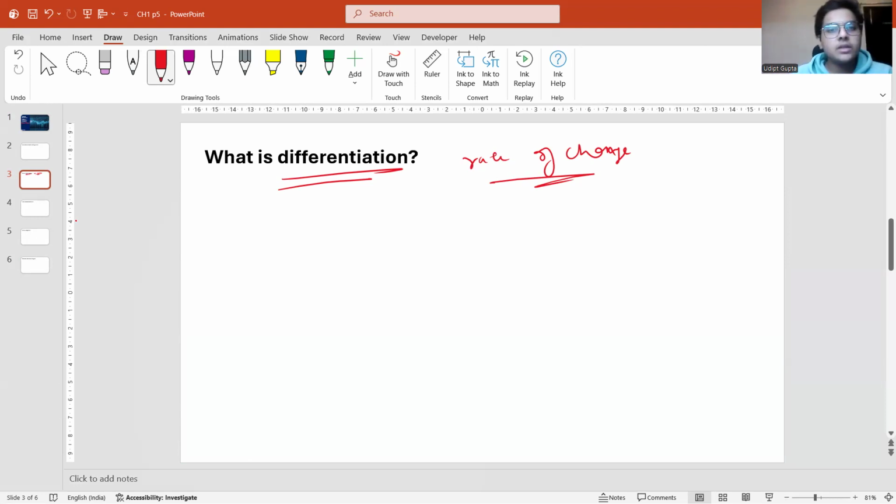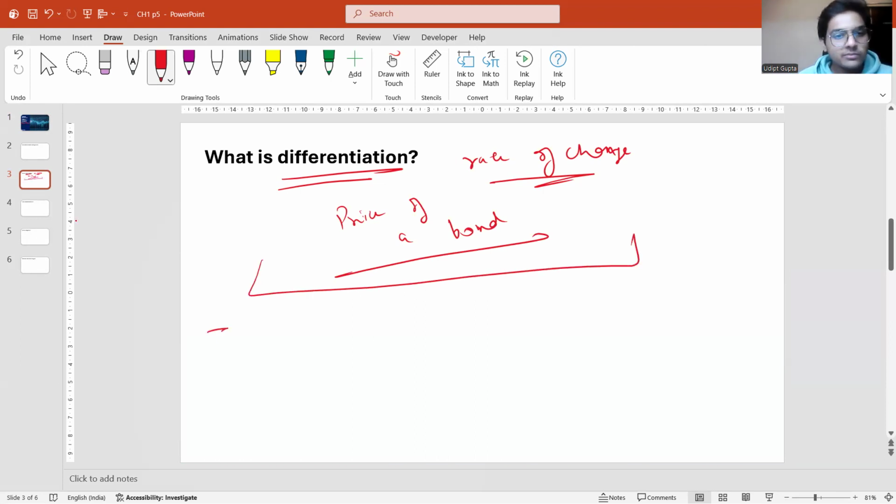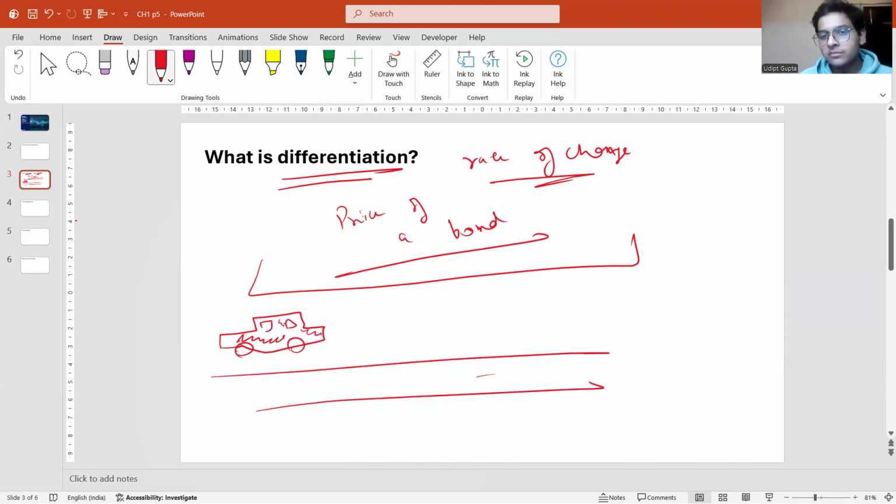So let's say there is the price of a bond, or let's take one example: your time taken, let's say you're traveling in a car. I'm going to make a very bad looking car right now. This is something that we used to make in fifth class. And you're traveling in a car, and on the road, it's 100 kilometers.